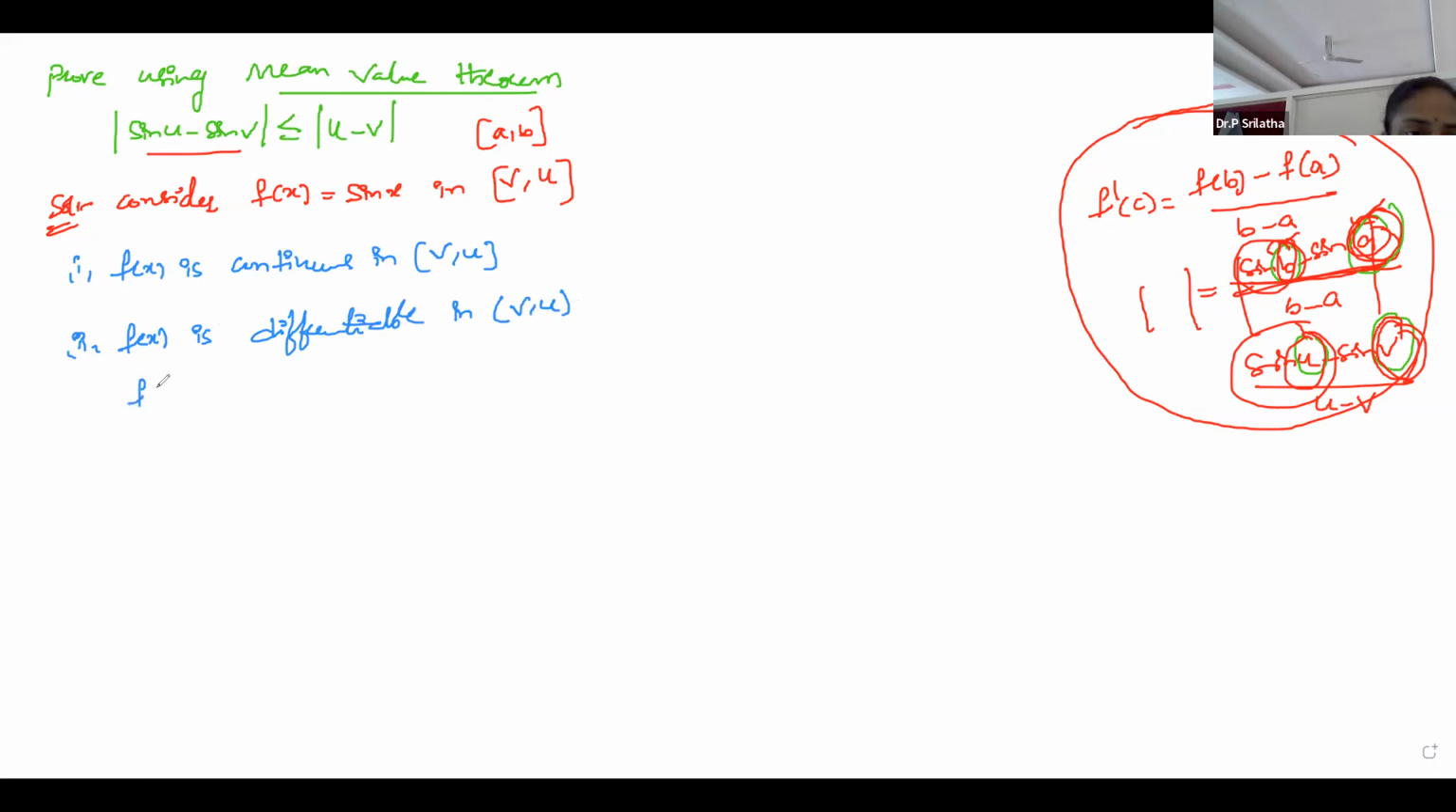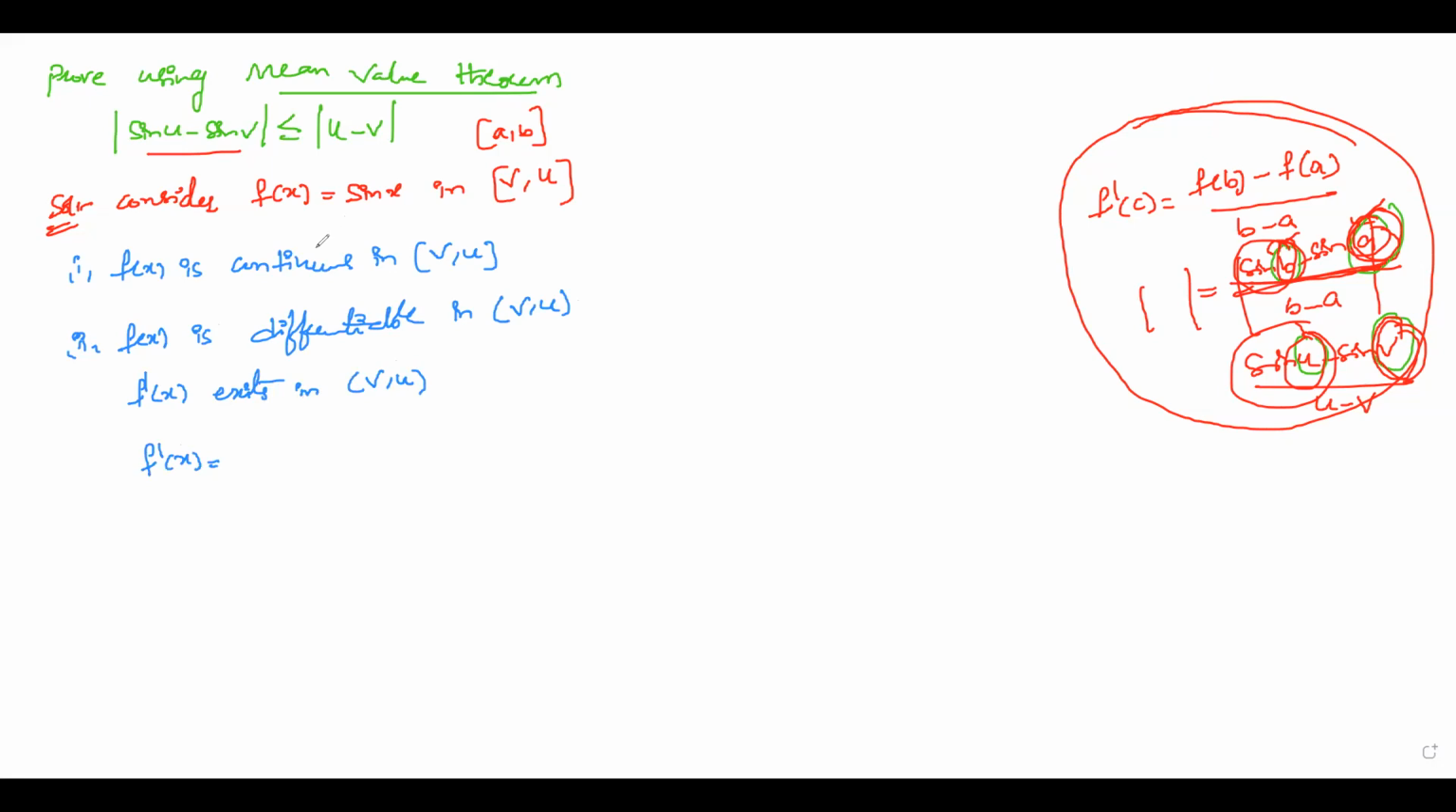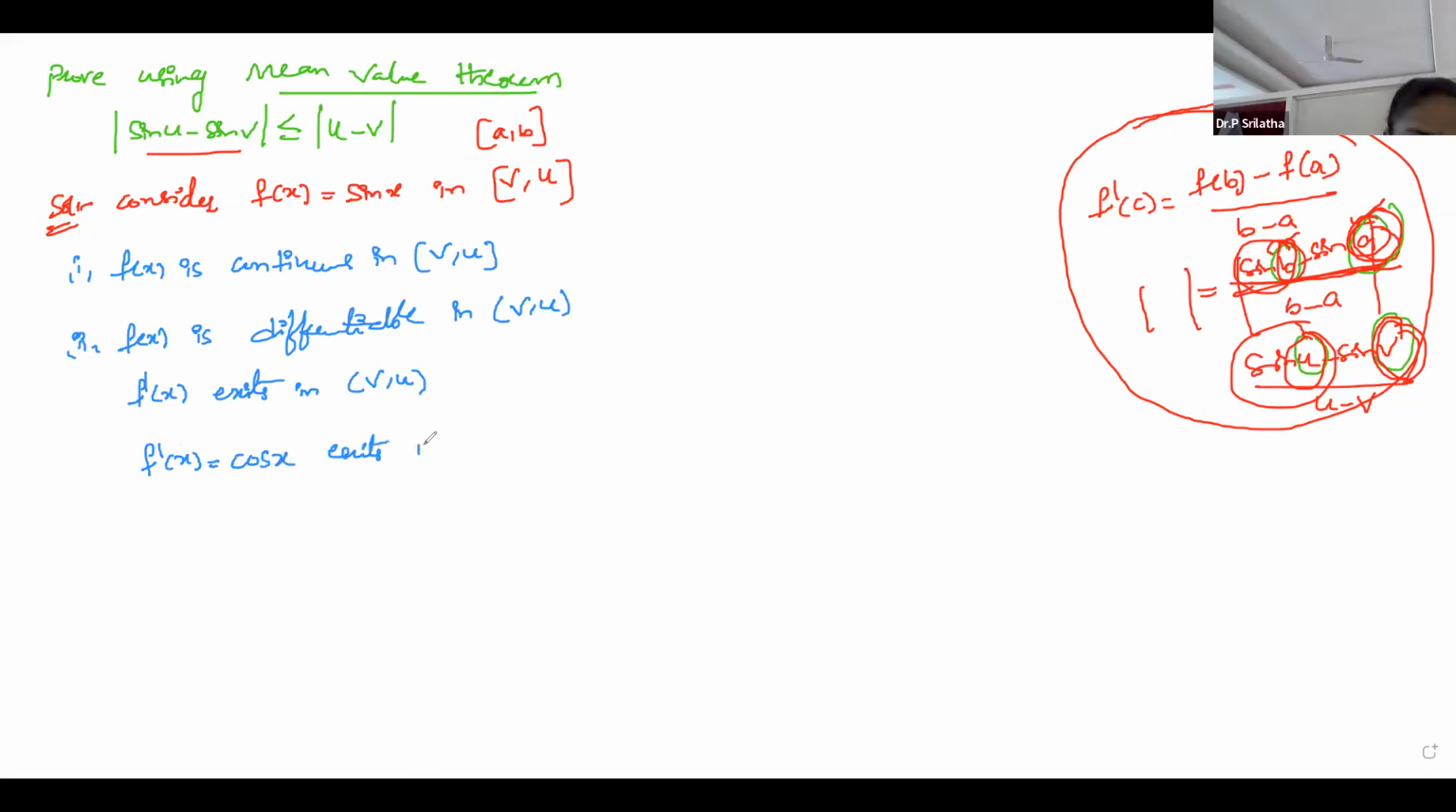That means f dash of x exists. When it says differentiable, it means it exists. Where does it exist? It will exist in v comma u. Okay, so now what is f dash of x? Cos x. Sin x differentiation is cos x. Okay, so that will exist in open interval v comma u.